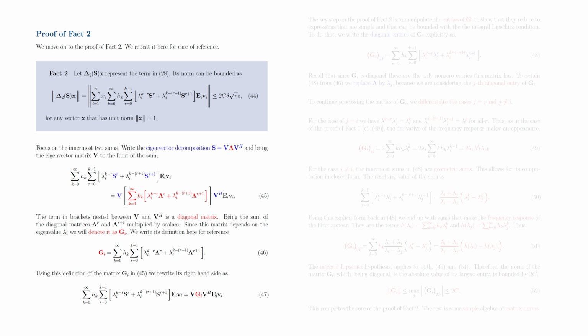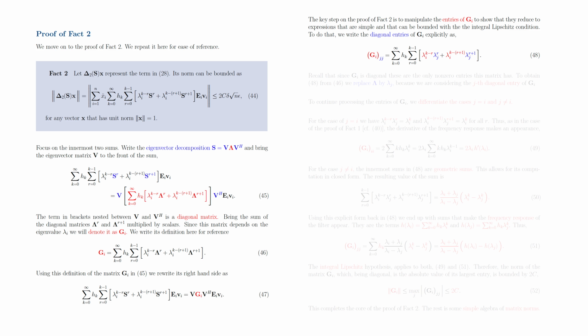Using the definition of G_i in the equality in 45, we can rewrite it as we show in 47. This is just using the definition. The result looks misleadingly simple. The matrix G_i has a complicated expression.